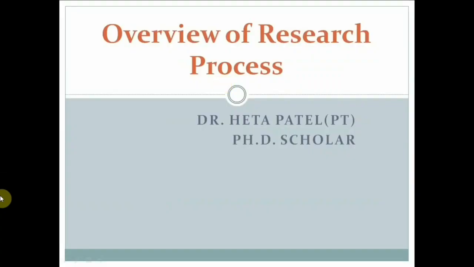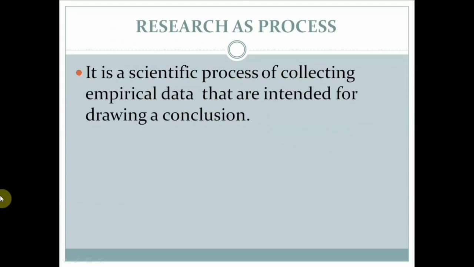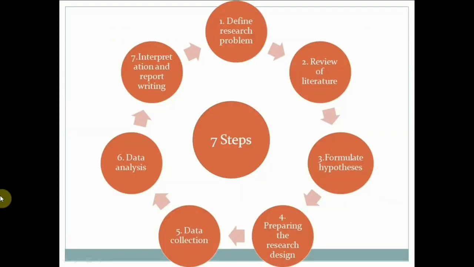To embark on the overview of the research process, first I would like to define research as a process. It is a scientific process of collecting empirical data that are intended for drawing a conclusion. And this research process basically involves 7 steps. First is defining the research problem. Then it is followed by review of literature as the second step.